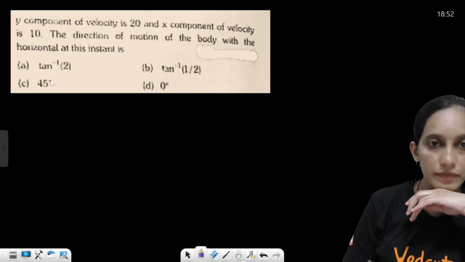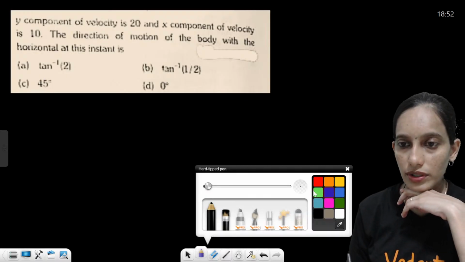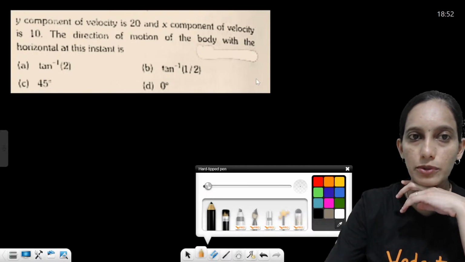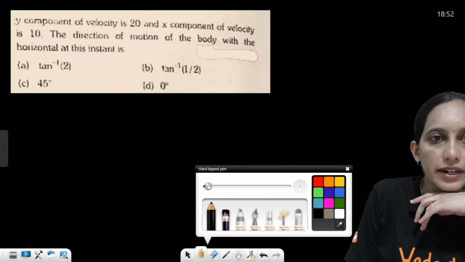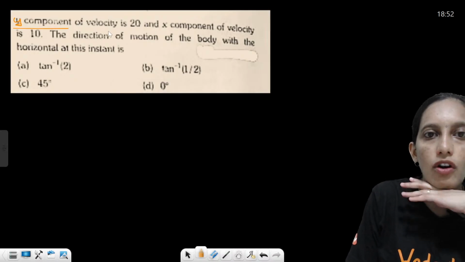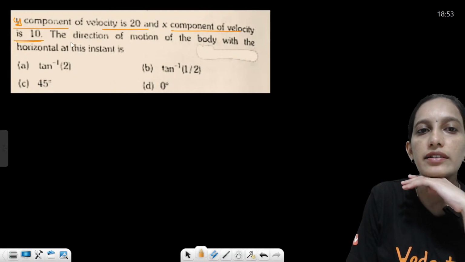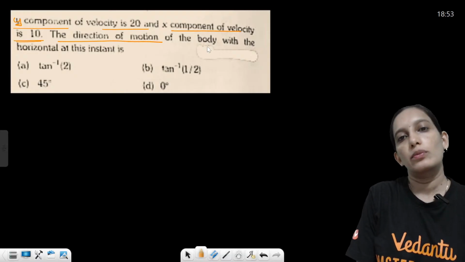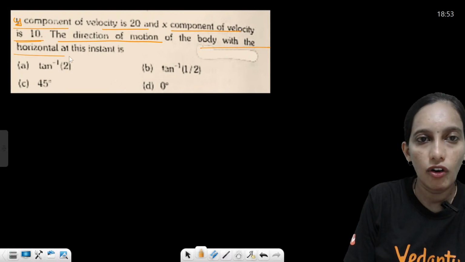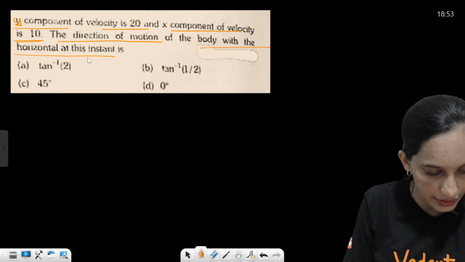I think we can move to next question. So I'll just read out the question if you can't see it properly. Y component of velocity is 20 and x component of velocity is 10. The direction of motion of the body with the horizontal at this instant is.